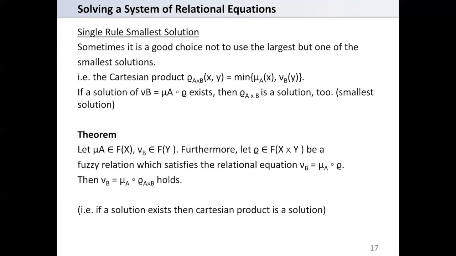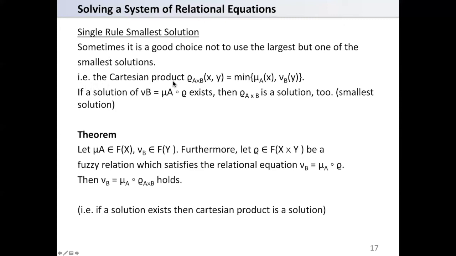Up to now, we considered the biggest, largest solution. Now let's consider small solutions. First, we are considering a single rule, small solution. Sometimes it is a good choice not to use the largest, but one of the smallest solutions.